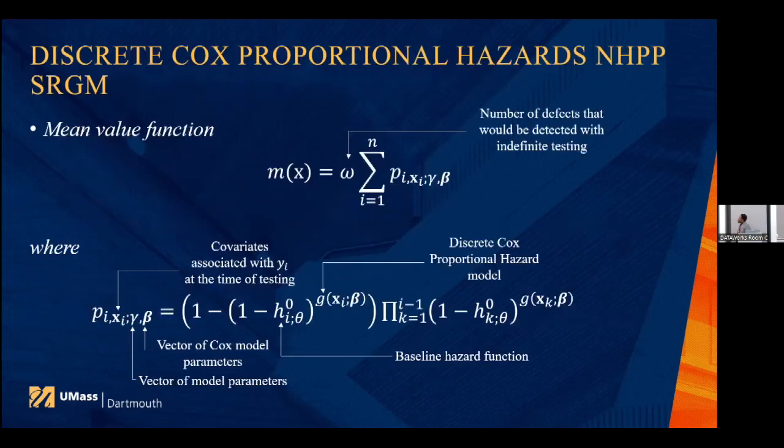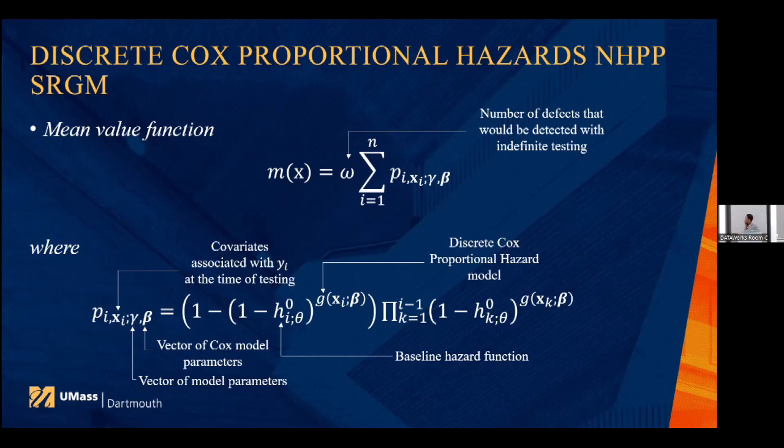We have the covariate software defect discovery model, which is based on a discrete cost proportional hazard model with NHPP and software reliability growth model. We have the mean value function, represented as M of X, which helps us predict the number of defects detected up to and including the nth interval. We have omega, which is the number of defects that will be detected in infinite testing. And we have PS of I, the probability that a defect is detected in the ith interval, given that it has not been detected in the previous i-1 intervals.